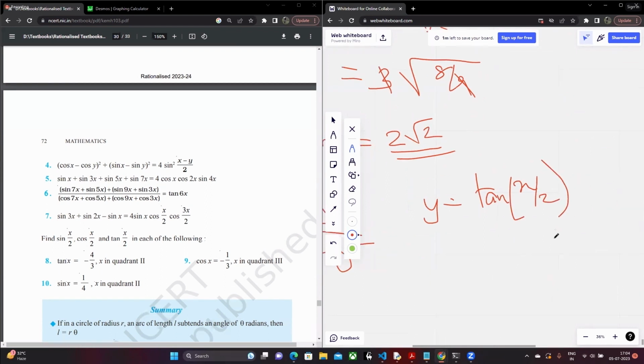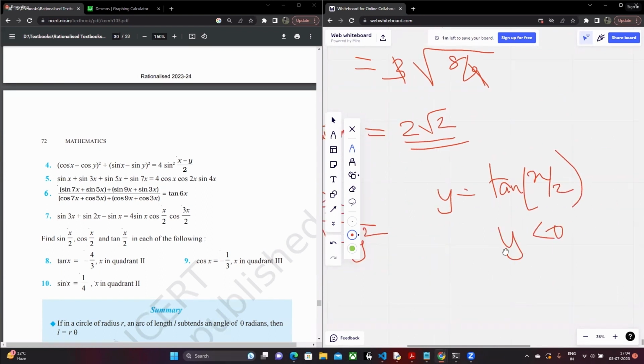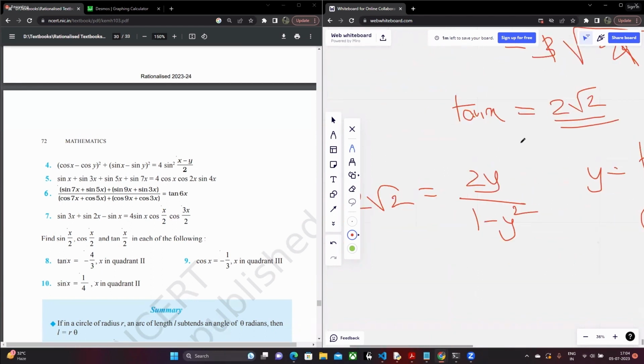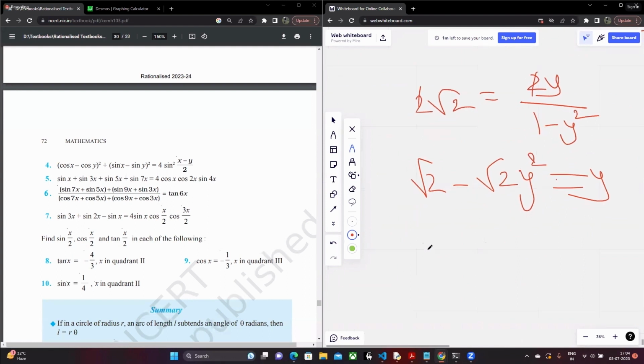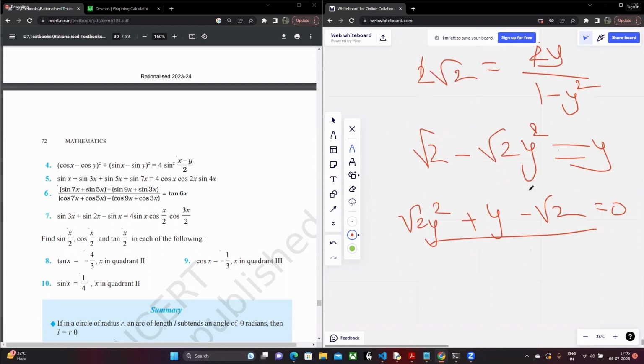Right? And y is less than 0. Remember that. So this 2 and this 2 get cancelled out. I'm left with root 2 minus root 2 y squared is equal to y, or root 2 y squared plus y minus root 2 is equal to 0.